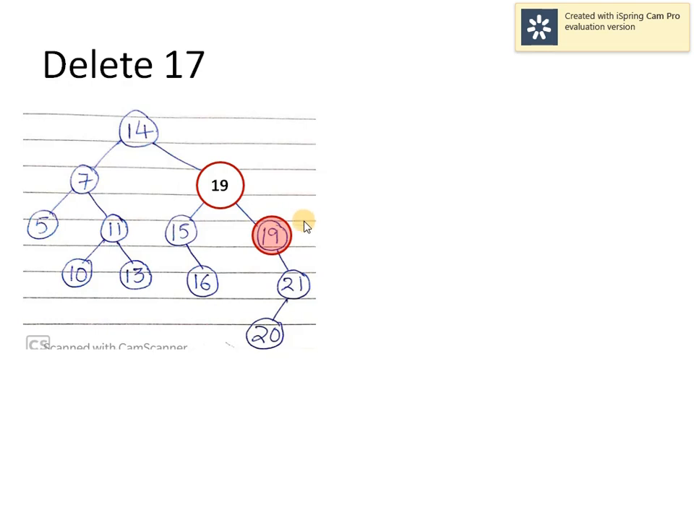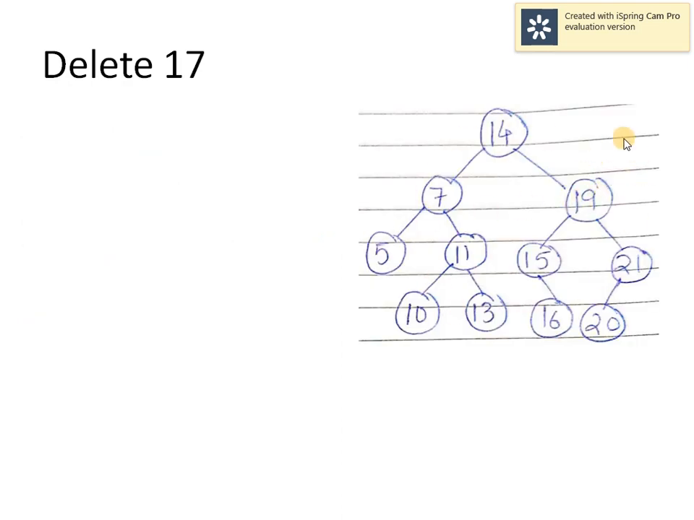Since 19 is a single child node, we have to create a link between 19 and 21 and then we will delete this node actually. So after the deletion, the tree will get converted to something like this. We have 17 removed, 19 is connected to 21 directly now. So this is all about the concept related to deletion in binary search tree.